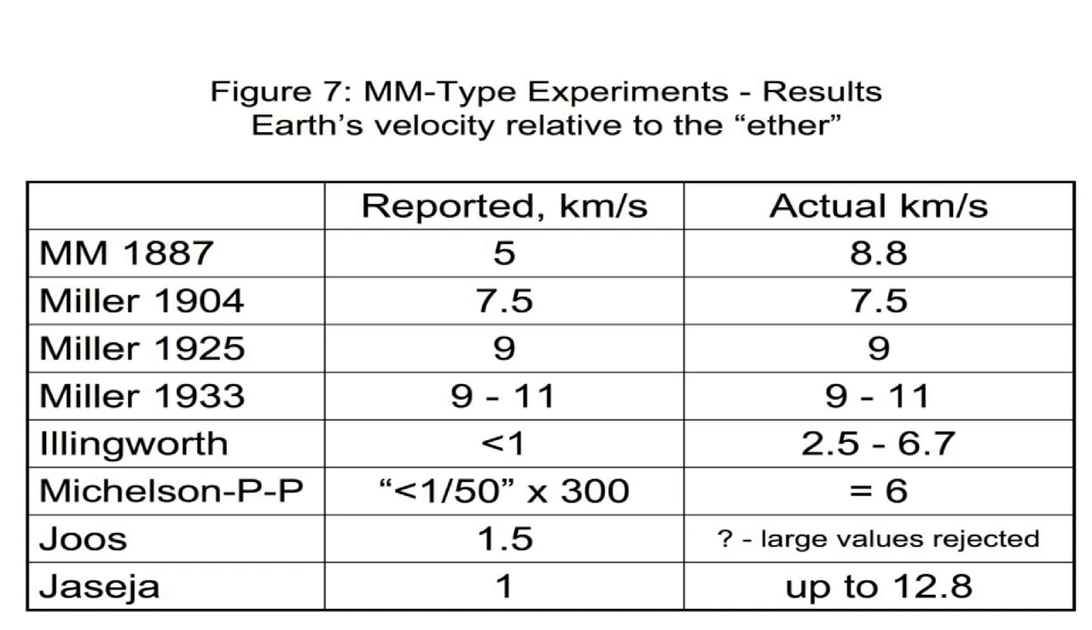Joos was extraordinary. He carried out a brilliant, well, actually a strange experiment, but a very modern experiment with lasers and all the rest of it. And he reported 1.5 kilometres a second, but actually he states that he rejected all large values anyway.